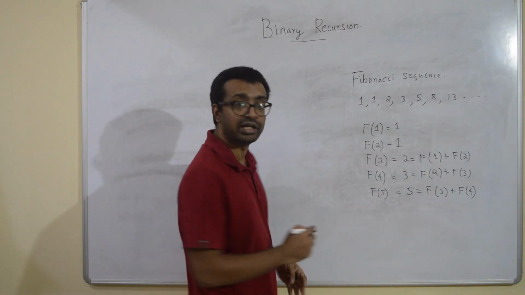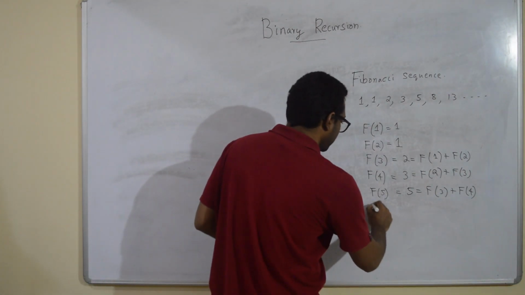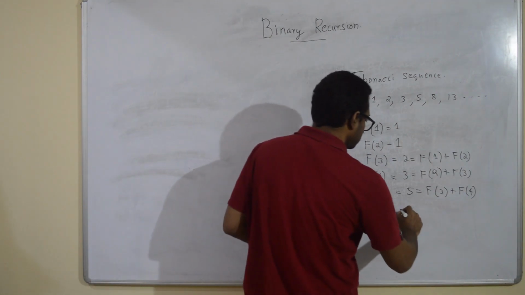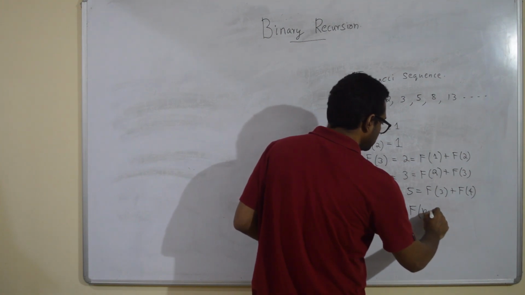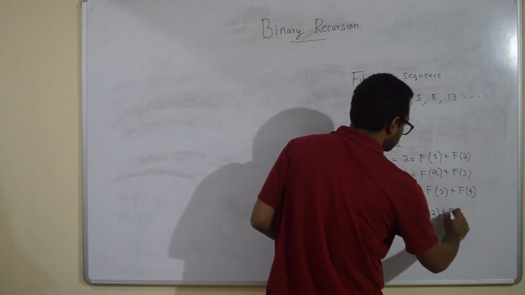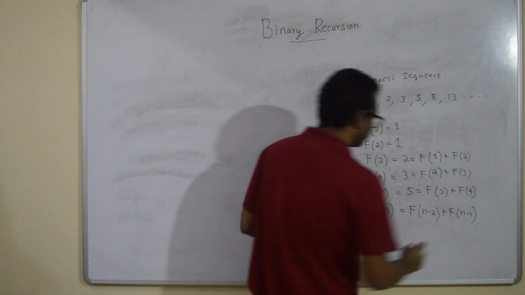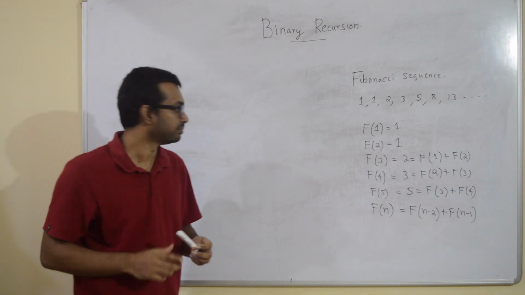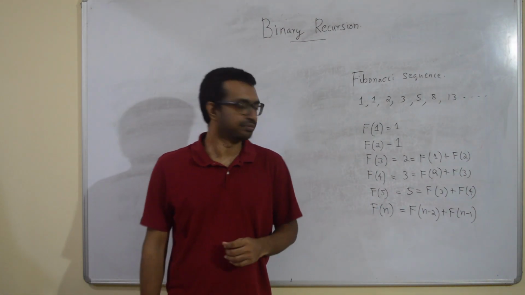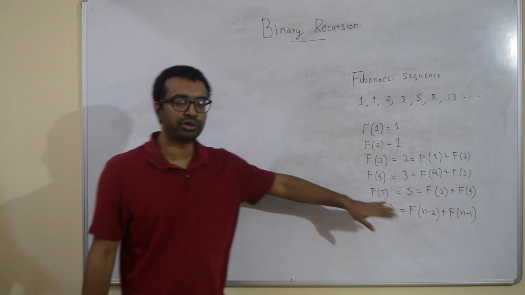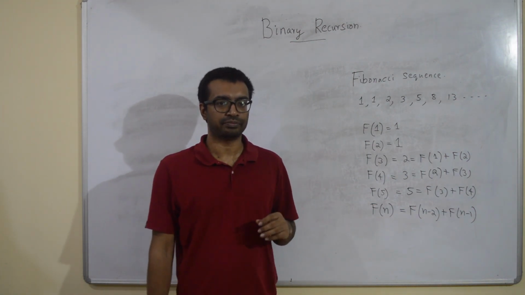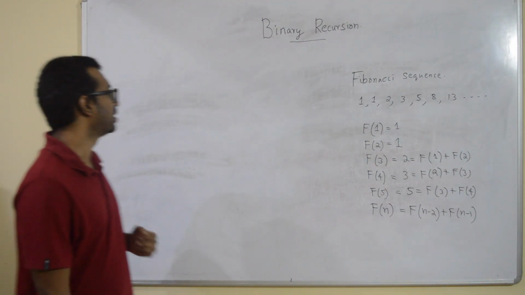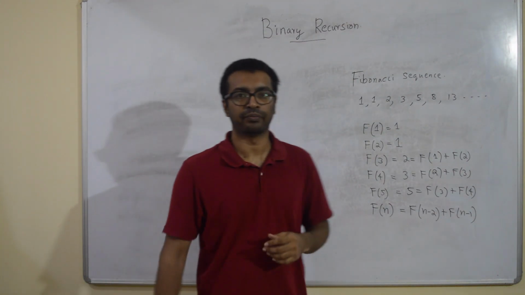Now, what is the general Fibonacci sequence rule? The sequence is f of n is equal to f of n minus 2 plus f of n minus 1. That's how you can get the nth Fibonacci number. Right. Now, we want to write this as a C function.